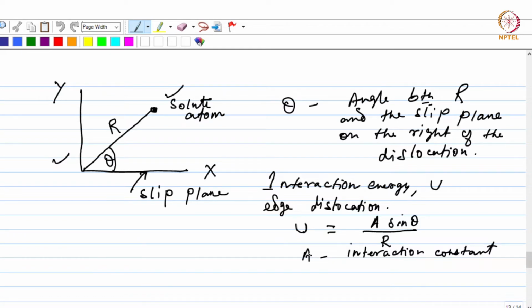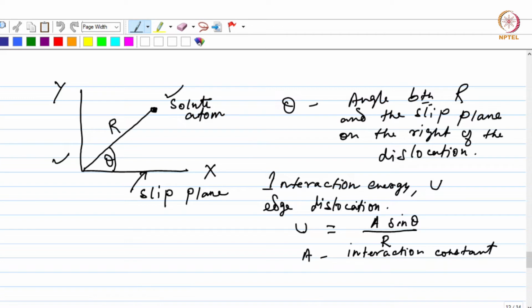We are talking about a solute atom which is lying somewhere at a particular distance from an edge dislocation, right? So we started from this diagram, if you remember. Here is the slip plane on which the dislocations move. And from this simple diagram, you can get this equation which relates the interaction energy to these two parameters, r, which is the distance, and theta, which is the angle between r and the slip plane.